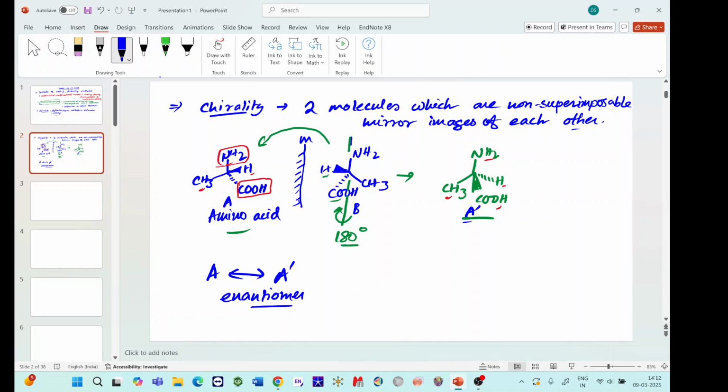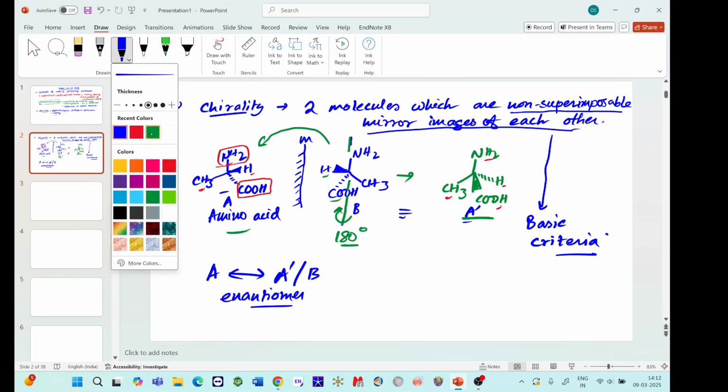Basically B and A prime are the same, just a rotation. So A and B are called enantiomers. They are non-superimposable mirror images of each other. So this is the basic criterion to show chirality. Now you can see one thing: in this molecule you have no symmetry elements.